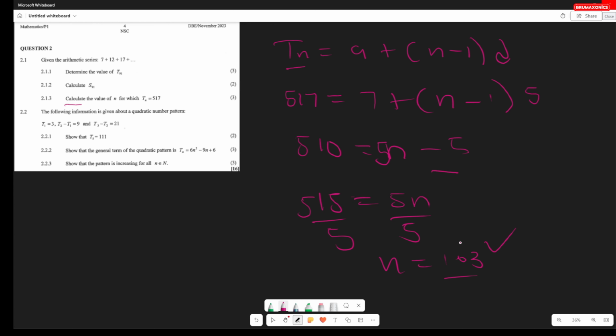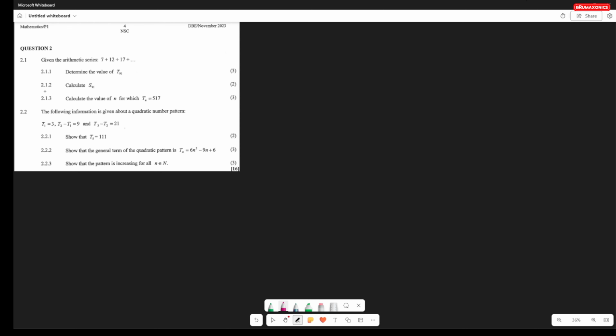So that's it, and let's continue with 2.2. 2.2 says that the following information is given about a quadratic number pattern: T1 is equal to 3, and T2 minus T1 is equal to 9. Meaning that T2 is the addition of this, and then T2 will be 12.